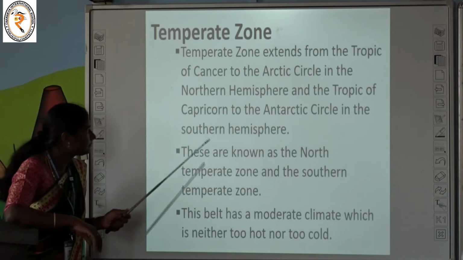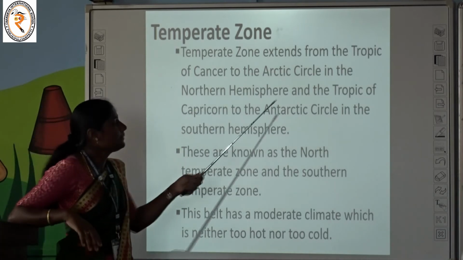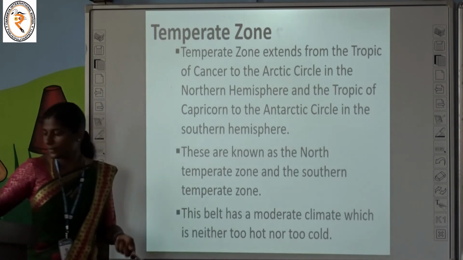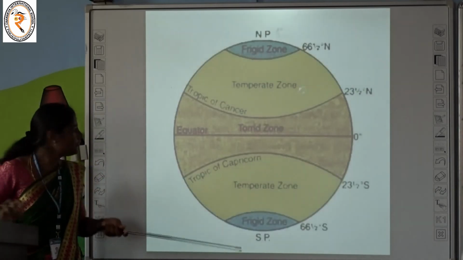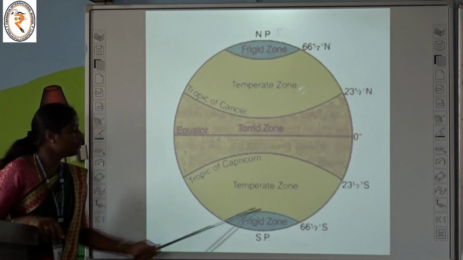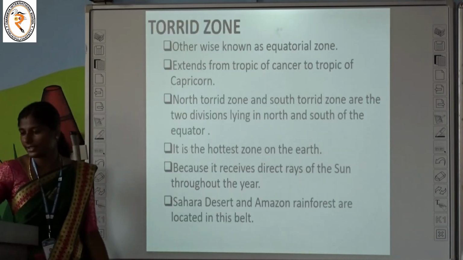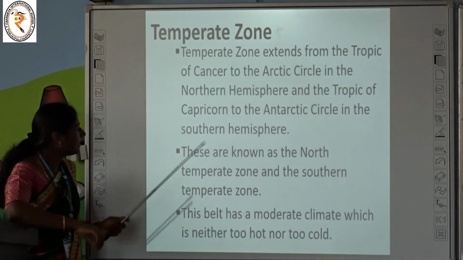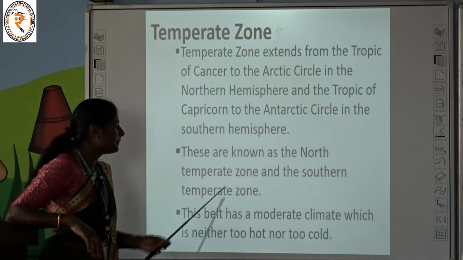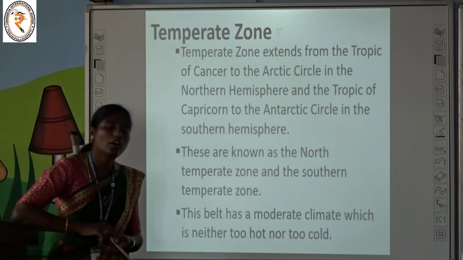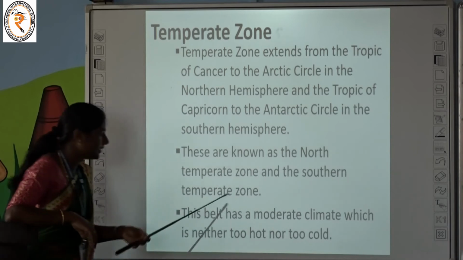The next one: the temperate zone extends from the Tropic of Cancer to the Arctic Circle in the northern hemisphere, and from the Tropic of Capricorn to the Antarctic Circle in the southern hemisphere. These are known as the north temperate zone and the south temperate zone.